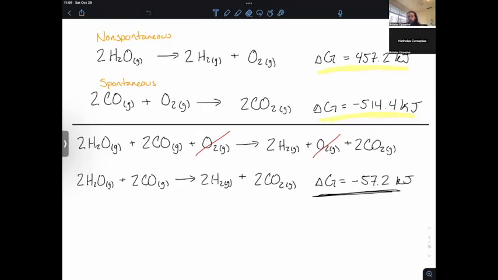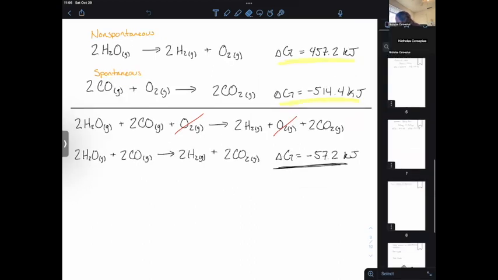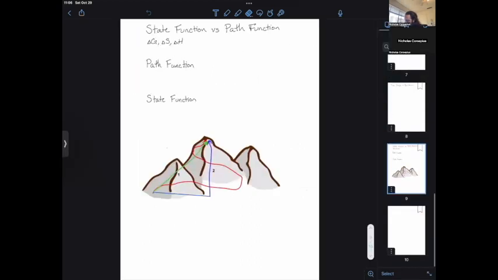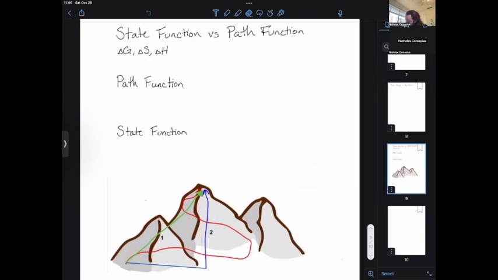All right, so now why was I able to just simply sum up those two delta G's in order to get the delta G of the net reaction? Why didn't I have to do something more complicated than that? Well, this is because delta G, along with all the thermodynamic quantities that we learned about, are what are called state functions. Okay, so all of those thermodynamic quantities, the delta G, delta S, and delta H, are all state functions. And this is different than what's called a path function.